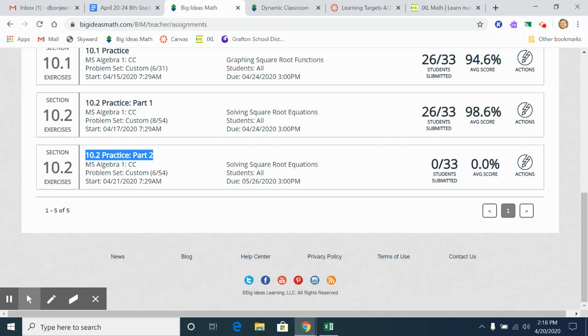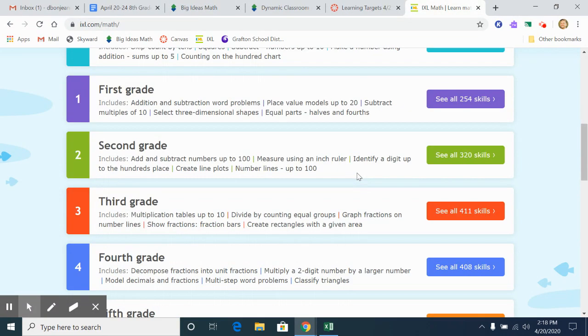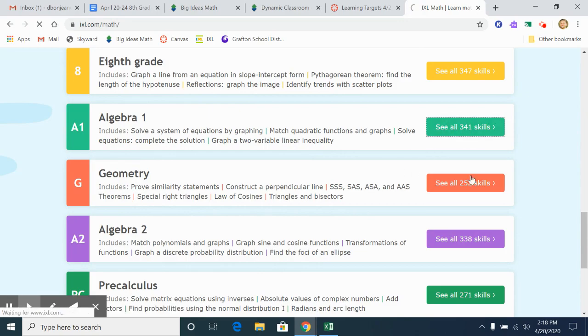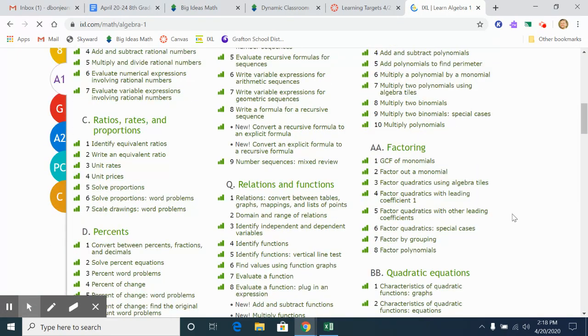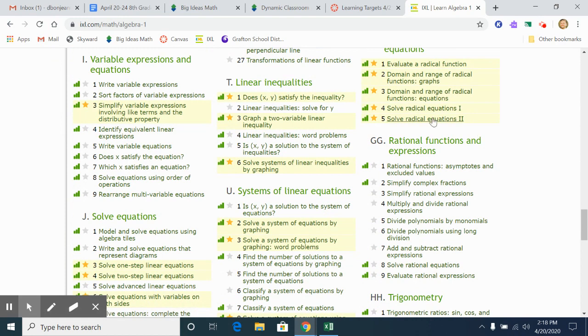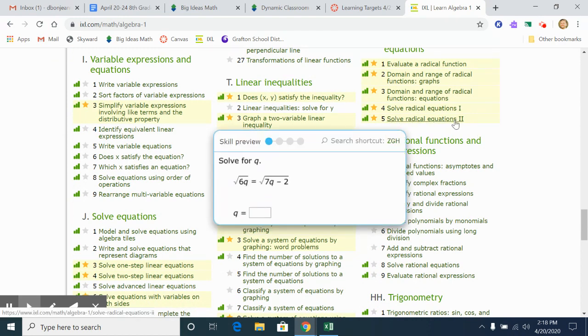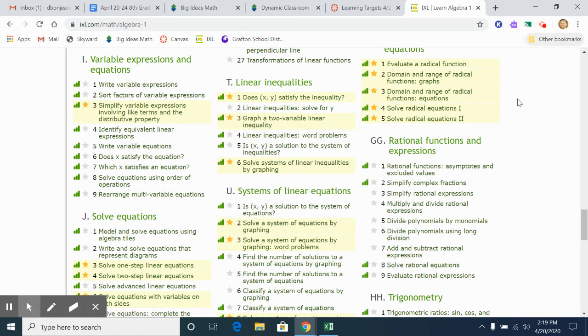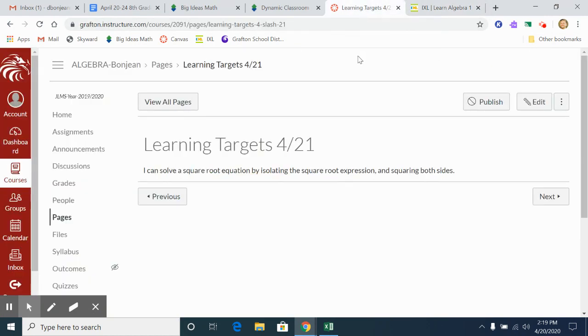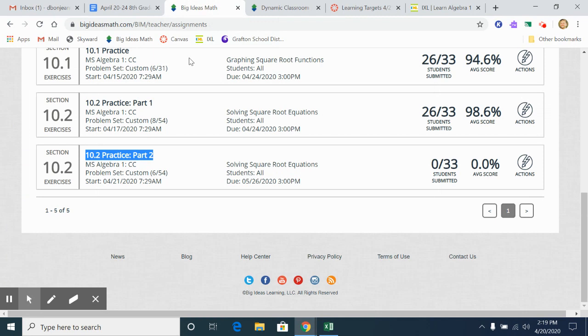Then tomorrow you will be doing IXL, and I believe it's FF.5. So it's solving radical equations 2, and it's just like example 3. That's what you'll be given a benchmark on. But again, today's practice is only practice. It's not graded. Okay, so again, hopefully this all made sense.